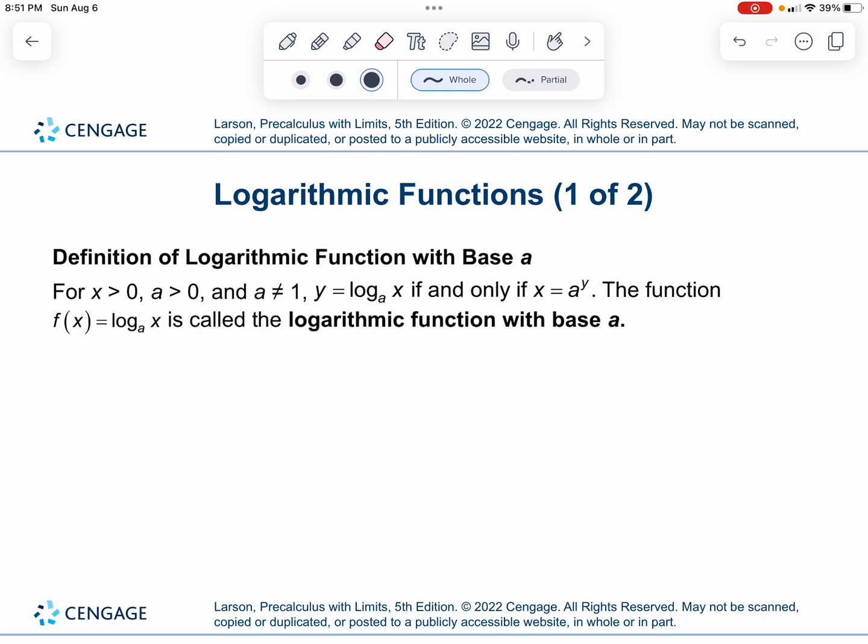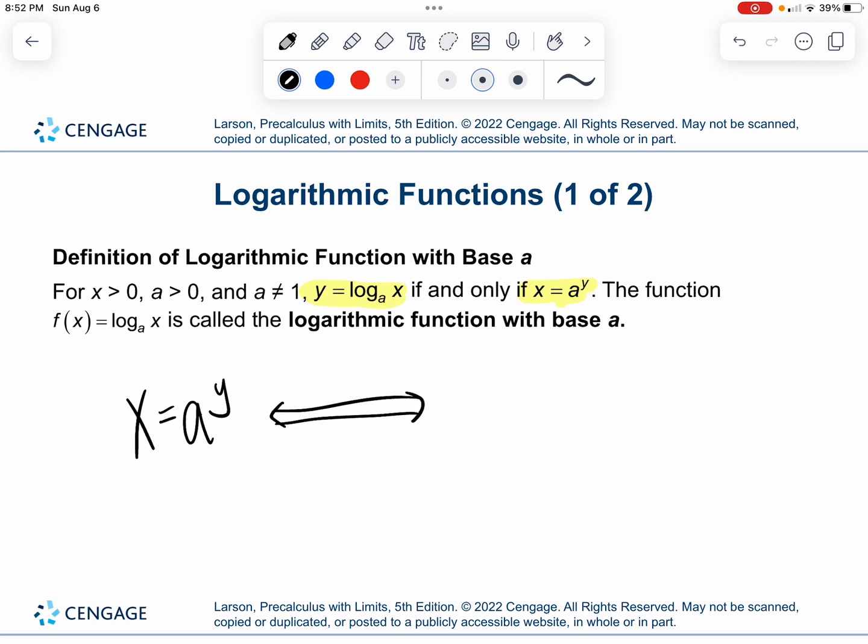Logarithmic functions were introduced as a way to undo an exponential function. And so what you can see here is that y equals log base A of x is true if and only if x equals A to the y. So I'm going to write that separately. This is our exponential function that we are more familiar with. And here's an if and only if arrow. If and only if y equals log base A of x.